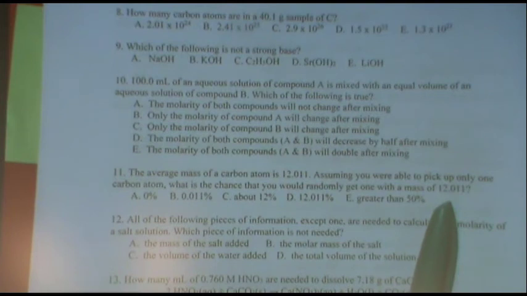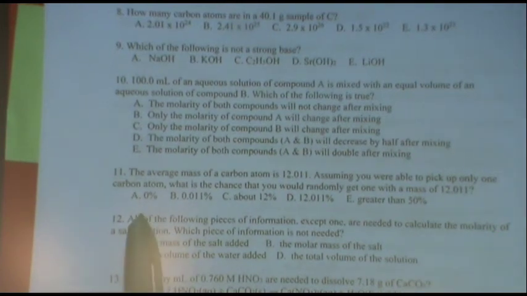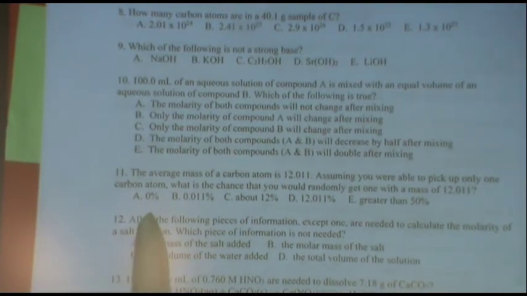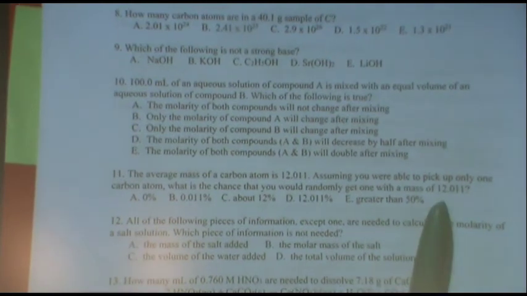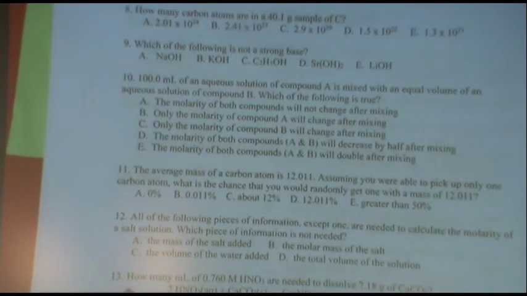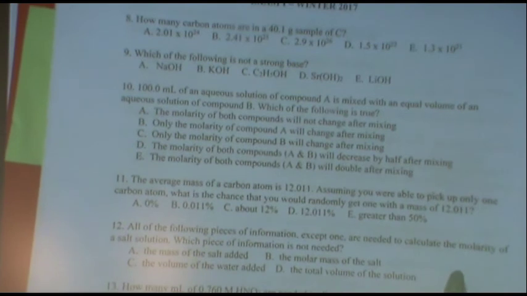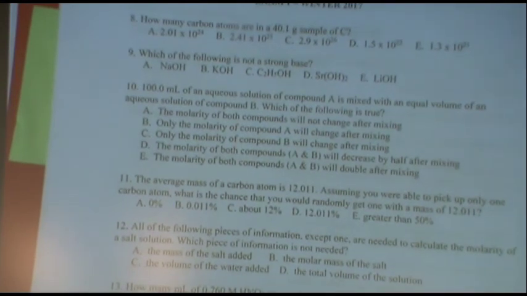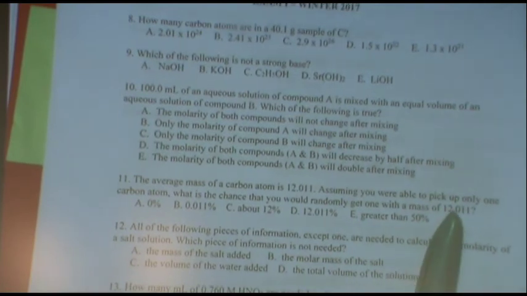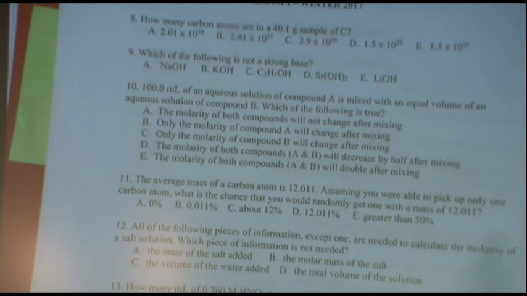Does anybody know? 0. Why 0? This is the weighted average. So there's carbon 12, for example, carbon 13, carbon 14. You're going to get one of those 3 masses. But you would never get the weighted average mass. That's not possible because it's the average. Is that okay? So there's a probability of 0.